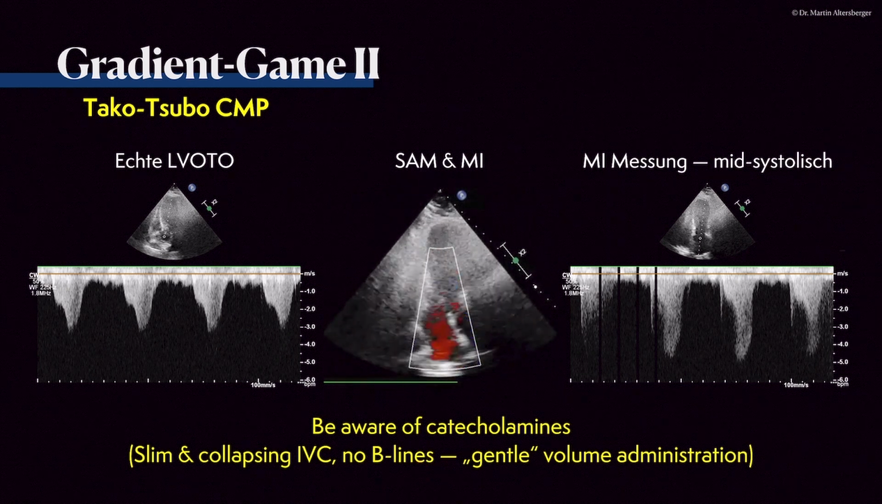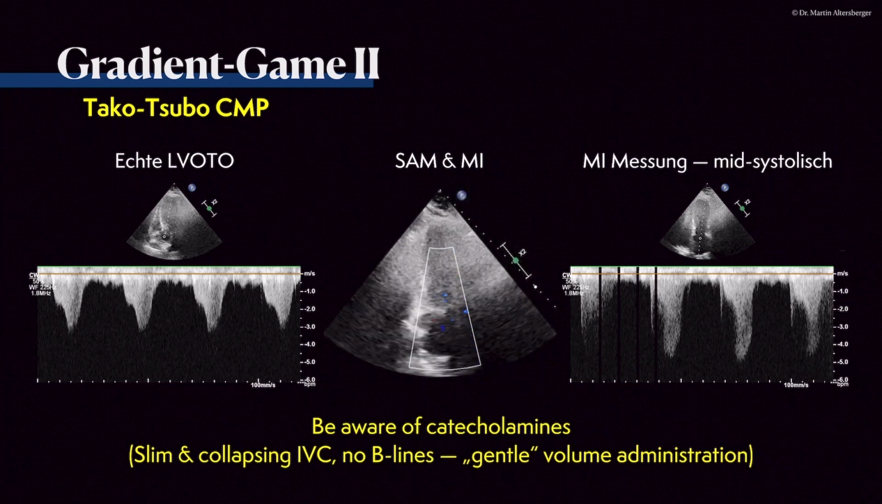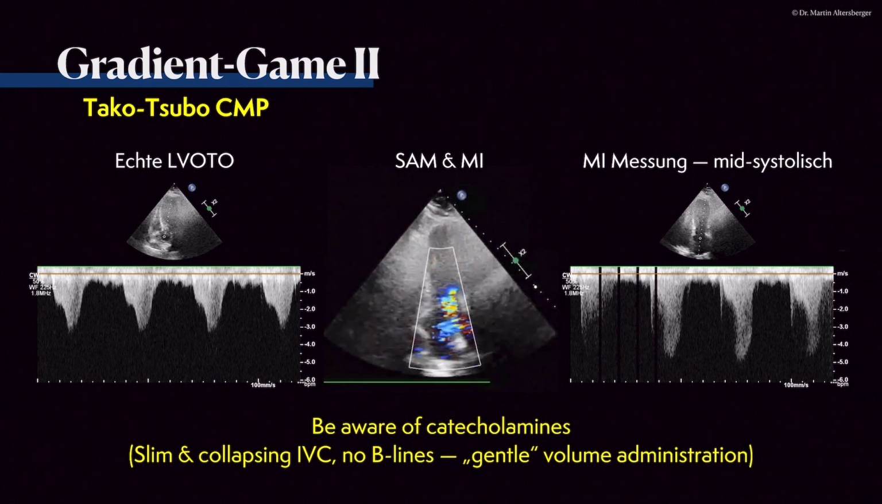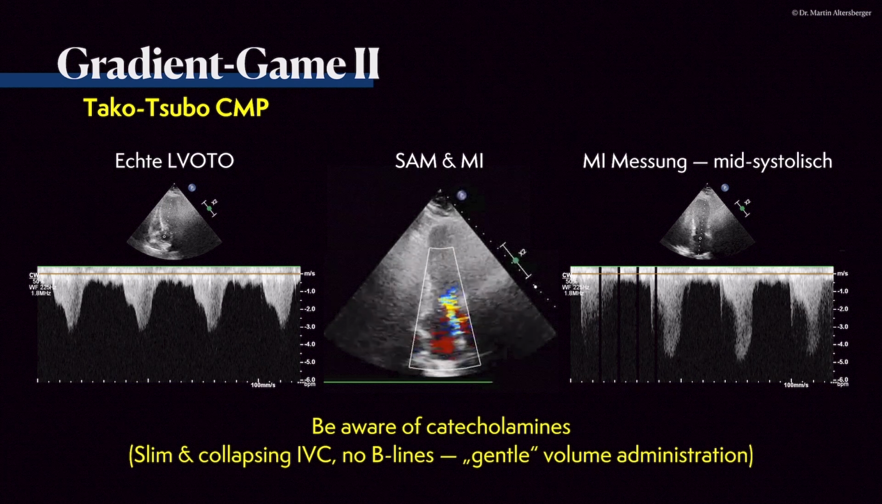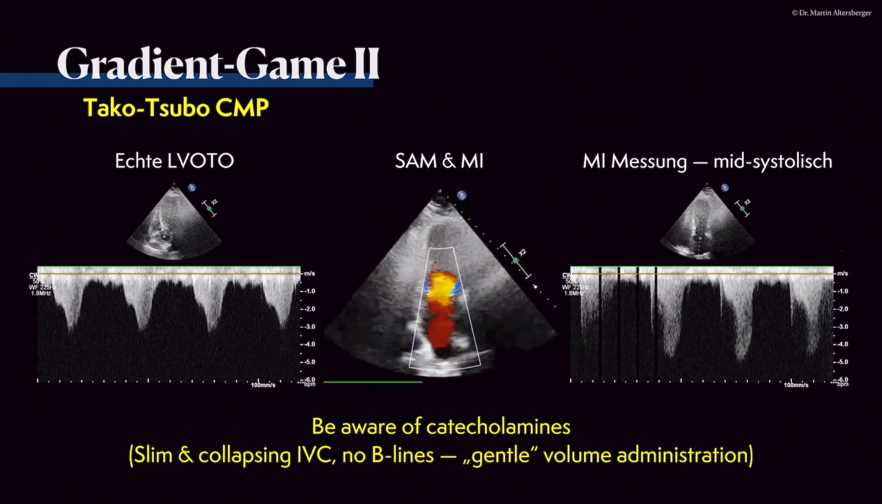If you see more and more B lines, this patient has more than enough fluid therapy, and is starting to have pulmonary congestion and eventually pulmonary edema. If you do not see any B lines, more volume administration will be possible. Furthermore, you can of course evaluate the gradient from time to time to see if it's more severe or if there's less gradient and also less MR present.